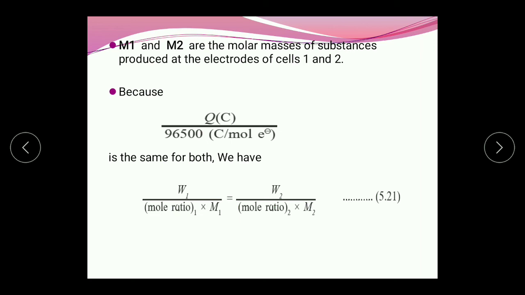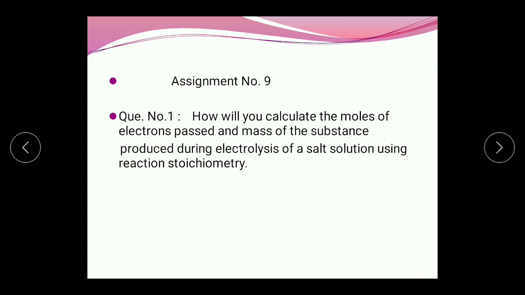Now, the time for assignment. How will you calculate the moles of electrons passed and the mass of the substance produced during electrolysis of a salt solution using reaction stoichiometry? You have to write all four steps: calculation of the quantity of electricity passed, then the moles of electrons passed, then the moles of product formed, and finally the mass of the product formed.